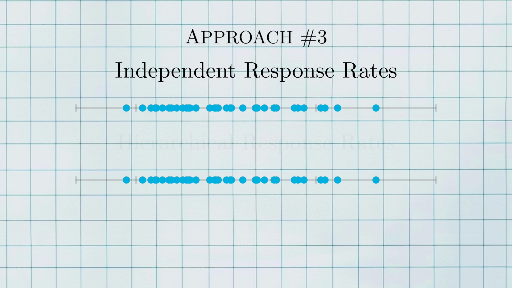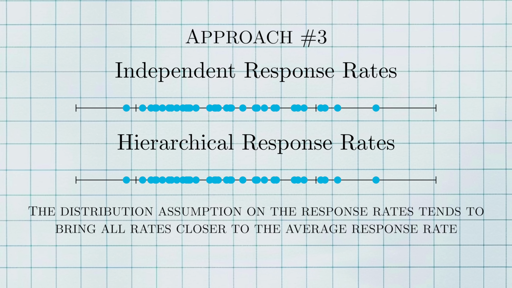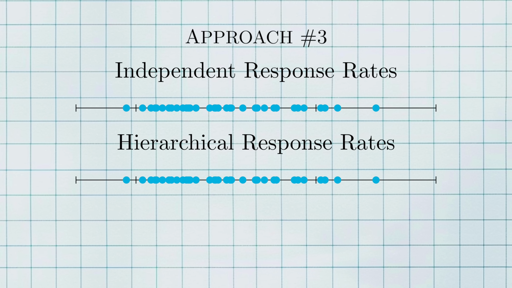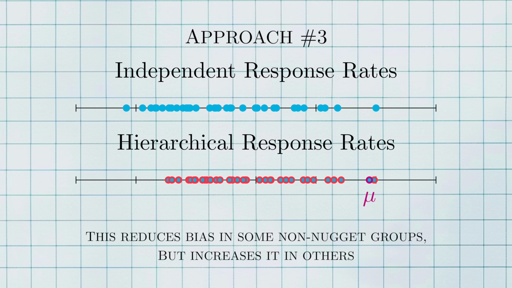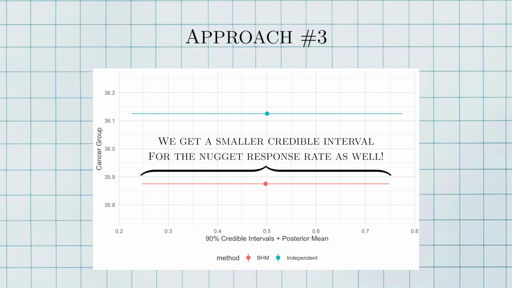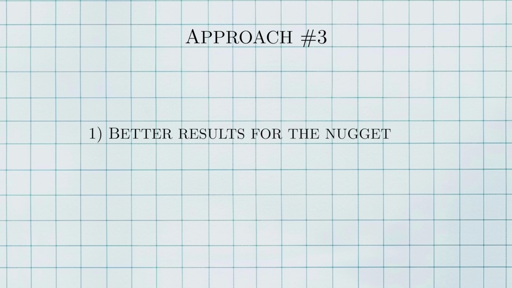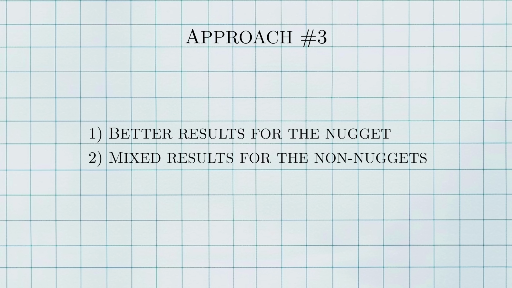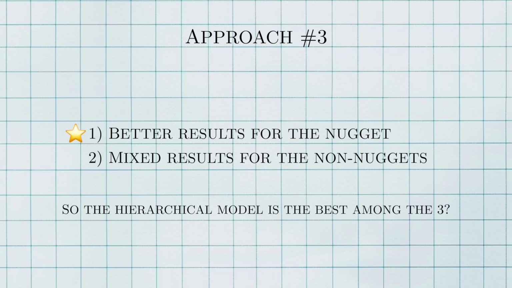The distribution assumption on the response rates has a tendency to bring all the rates closer to the average response rate. But in this case, the rate of the nugget group is an outlier among the other groups. It shifts the average higher, pulling the other rates along with it. This helps to reduce the bias in some of the groups, but increases it in others. We also get a smaller credible interval with the hierarchical model, compared to the independent analysis. To summarize all of this, we have better results for the nugget, and we have mixed results for the non-nugget groups. But we're just looking for the best estimate of the response rate for the nugget, so these results suggest that the hierarchical model is the best approach of the three we talked about.